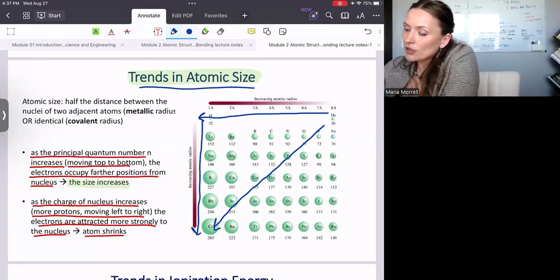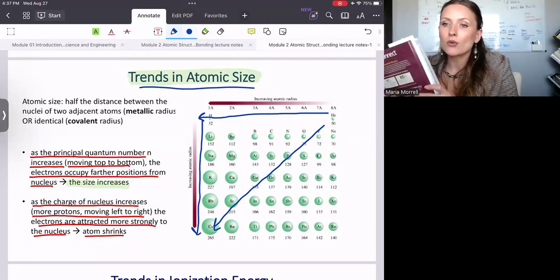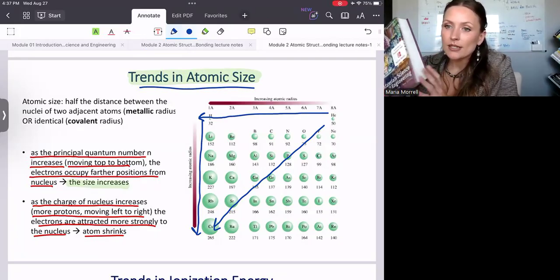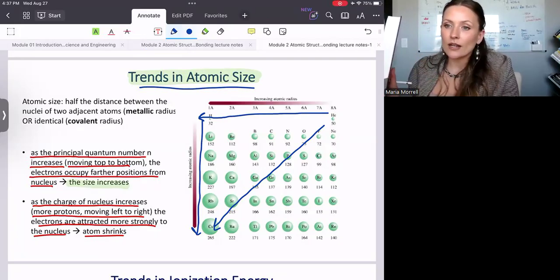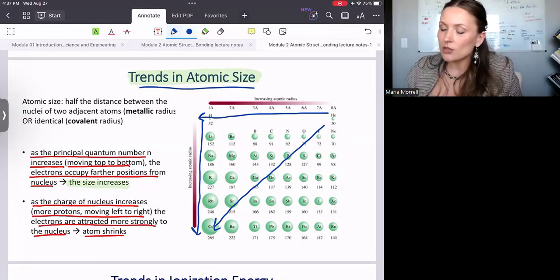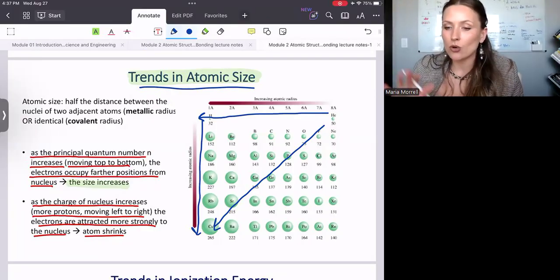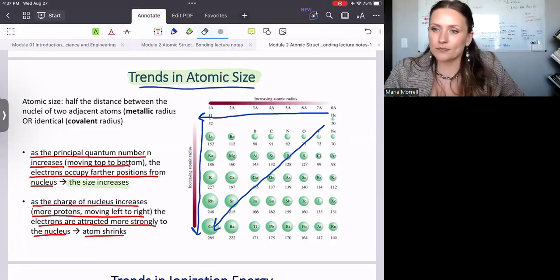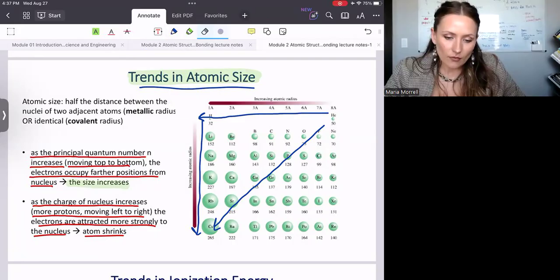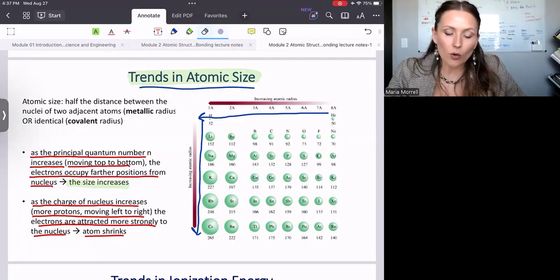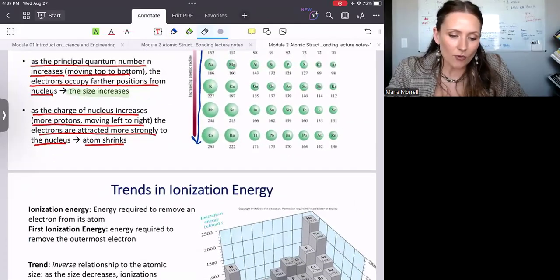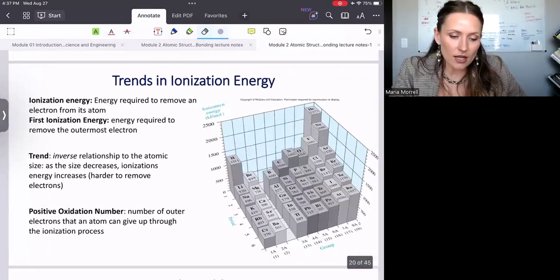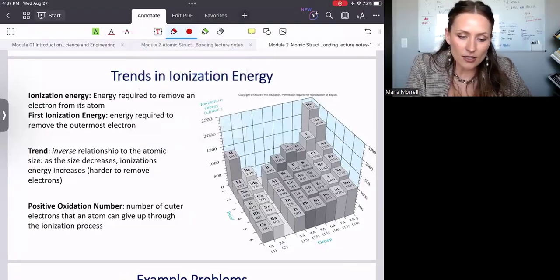In your textbook, if you do not own it, I'll make sure that I post the appendix. In the appendix, you can actually find the atomic radius for each of the elements, or at least most common elements. I'm pretty sure all of the elements that you see on the slide. Okay, hopefully that makes sense. Now, if you understand that, you will be able to understand the trends in the ionization energy.